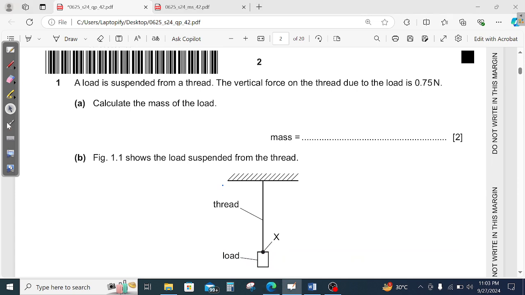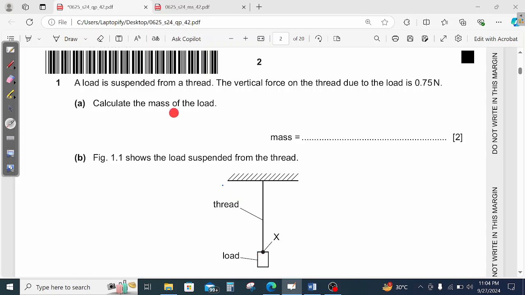Okay, now question number one is: a load is suspended from a thread. The vertical force on the thread due to the load is 0.75 Newton. Calculate the mass of the load. This is the diagram. This is the supporting point, and the load is suspended by the thread. Okay, the weight of that load is 0.75 Newton.